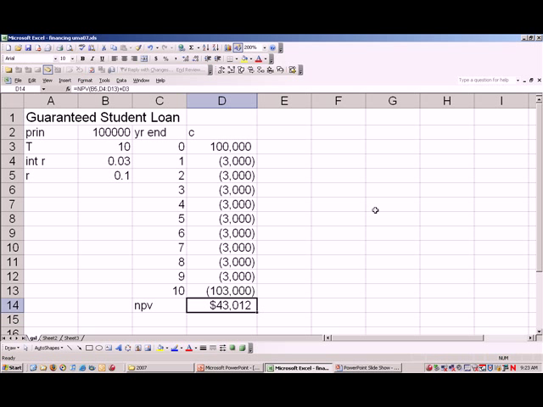Note that to evaluate a financing option, we use the discounted cash flow approach and the net present value calculation, just as we did in evaluating investment options.